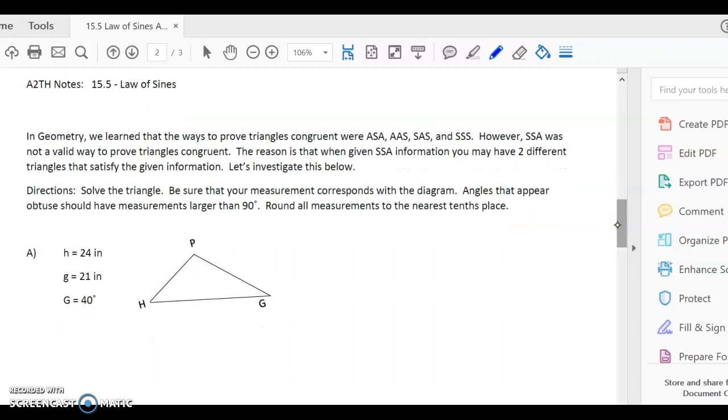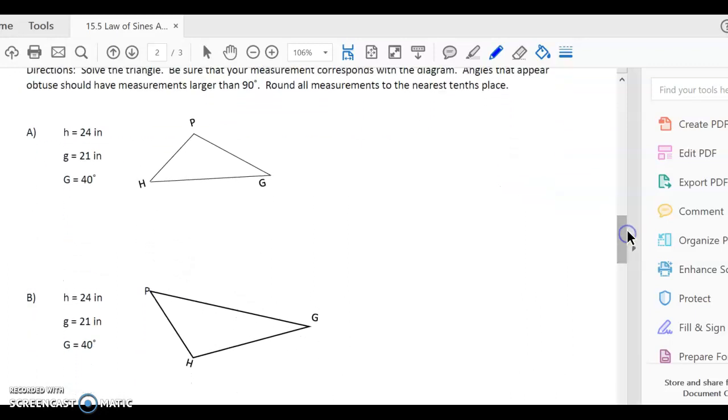In geometry, we learned that the ways to prove triangles congruent were angle-side-angle, angle-angle-side, and side-side-side. However, side-side-angle was not a valid way to prove triangles congruent. And the reason is that when side-side-angle information is given, you could have potentially 2 triangles that satisfy that given information. We're going to investigate this below. The directions say solve the triangle and be sure that your measurement corresponds with the diagram. Angles that appear obtuse should have measurements larger than 90, so very similar to the previous page.